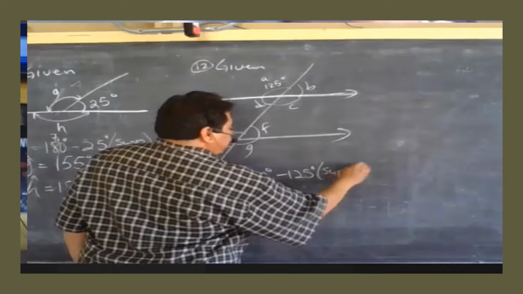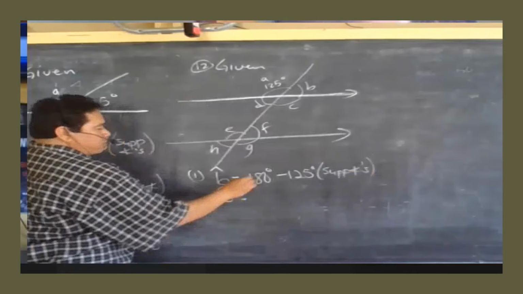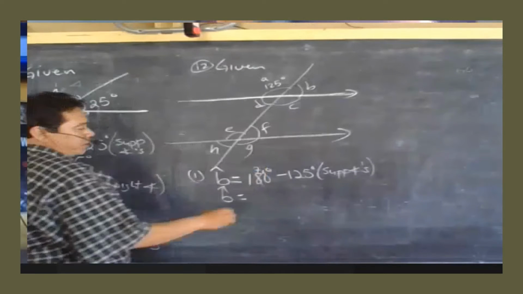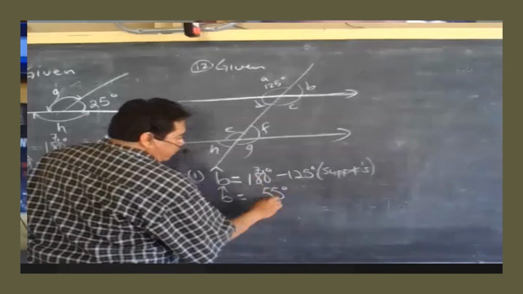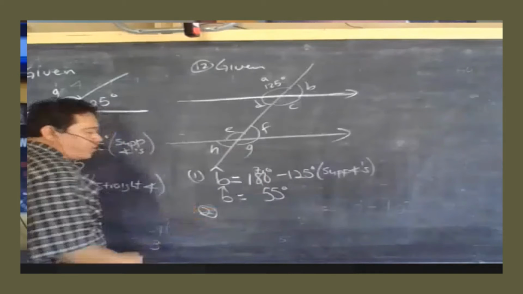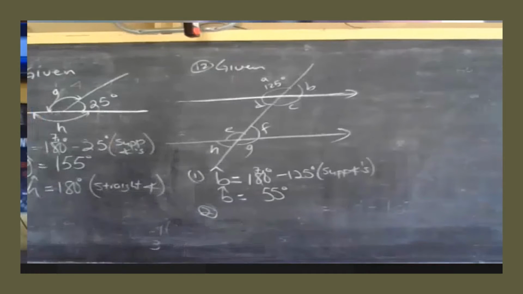Supplementary angles. So B is equal to, I'll borrow from the 8, which makes 7. 10 minus 5 is 5. 7 minus 2 is 5. And 1 minus 1 is 0. So B is actually 55 degrees. And the reason being supplementary angles.